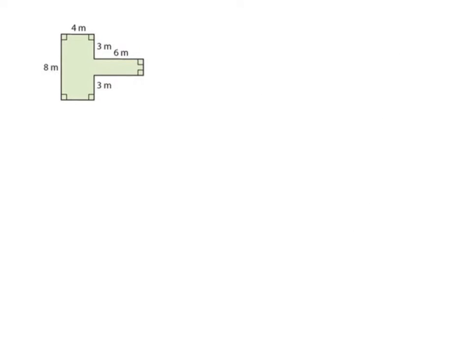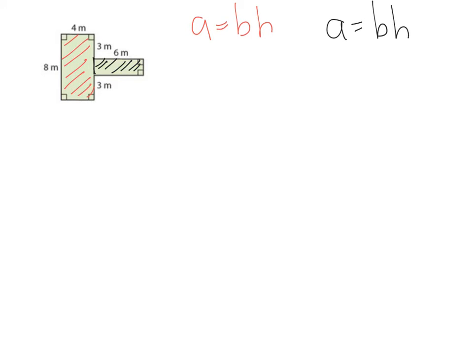Next slide. All right, same thing. We got an odd shape. That's how I'm going to divide it. Okay, so I got this rectangle here, and then I have this rectangle here. Okay, so let's do that big rectangle first. Area equals base times height. And then the other rectangle is area equals base times height. Alright, so let's do the big one.